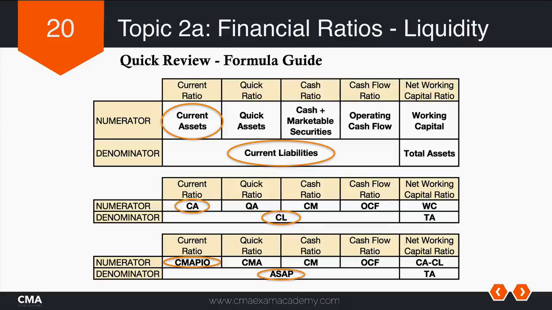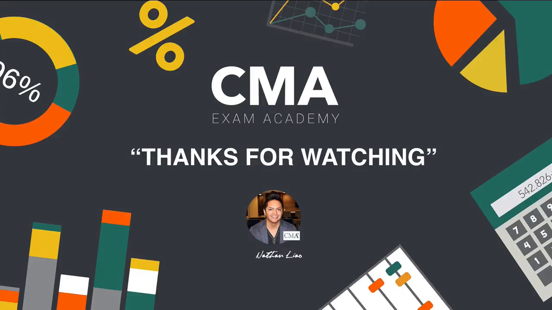But for the net working capital ratio, you may notice that the denominator, the total assets, is different from all other liquidity ratios. I suggest you pause this video to write down the formula guide in your index cards or notes before proceeding to the practice questions. As a note, you are going to be quizzed right after this video lecture ends. Applying what you have learned immediately will help you retain information faster. You can find the quiz right below the video. Please go through it before proceeding to the next topic.